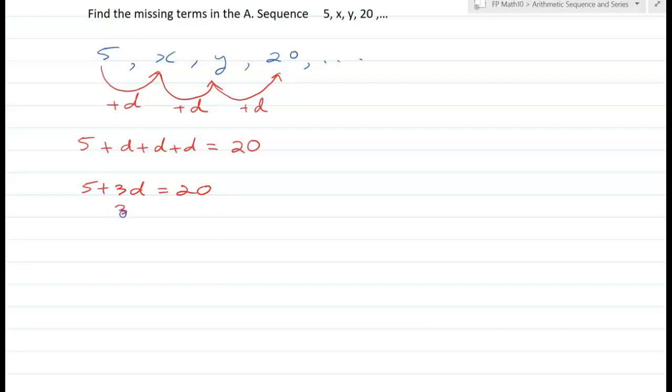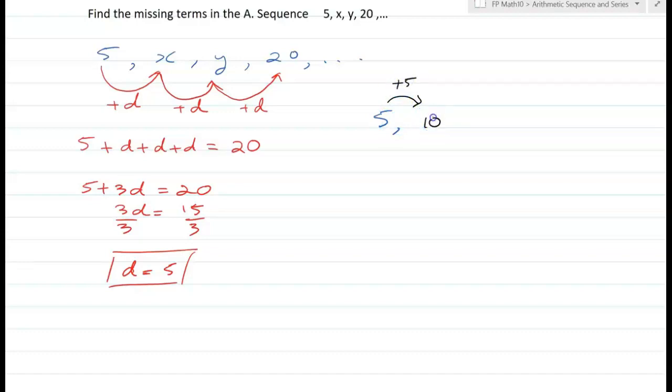So here 3d equals 15. Remember, subtract 5 from both sides. Then we are dividing both sides by 3, and the common difference is 5. Now that we know the common difference is 5, we can go ahead and say, okay, 5 is the first term. To get to the second term, we have to add 5 to it. So plus 5. So the next term will be 10.